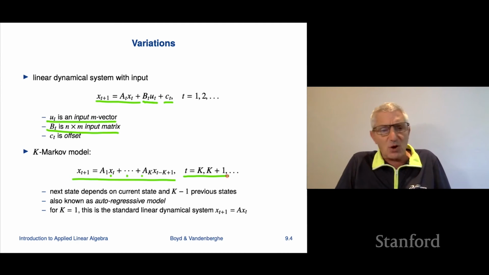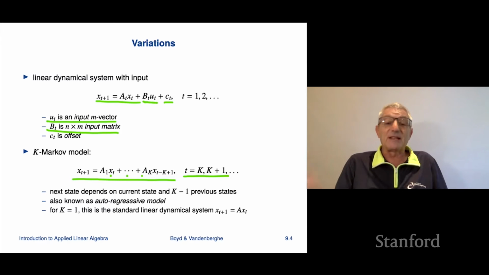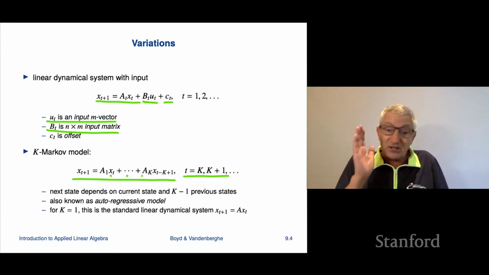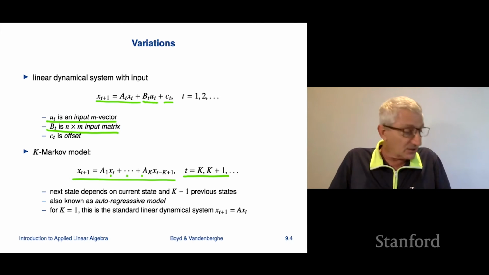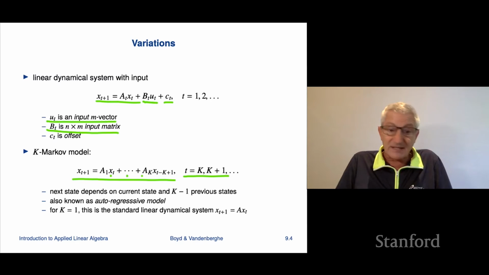And in fact, sometimes people call that the memory of the system, because basically it says that the next state depends not just on the current state. That would be a simple, basic linear dynamical system. But in fact, it depends on the current state, the previous state, and maybe, going back, something like that. So that's sometimes called the memory of such a system. And this is called K-Markov model.